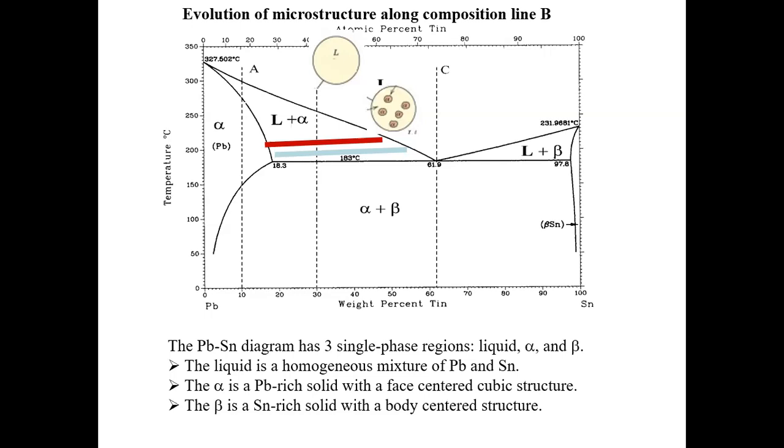So my question for you is, if I further cool the system and allow it to get into this alpha plus beta region, what is the microstructure going to look like? Is it going to be like eutectic, or just like the precipitation that we showed for A, or kind of a mixing between the two?